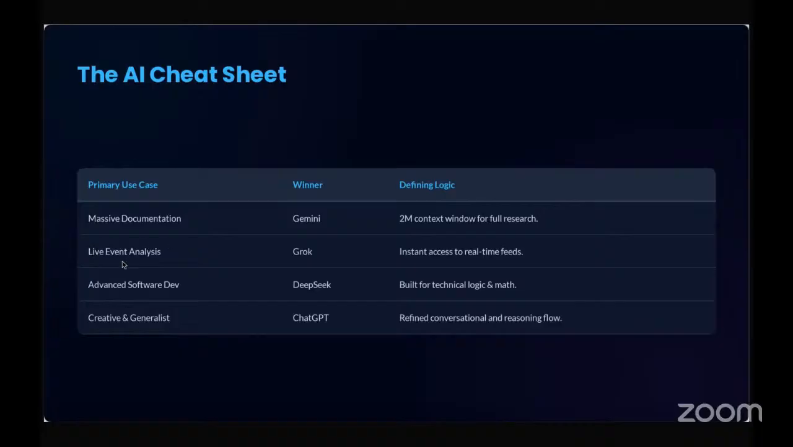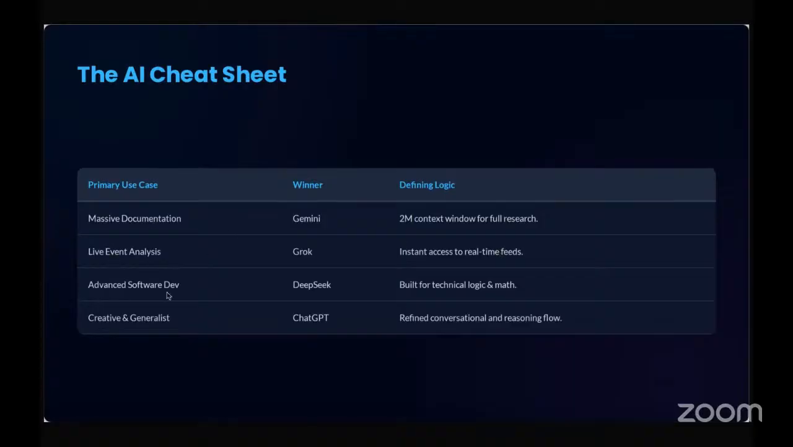The second thing is live event analysis. We go for Grok because it has instant access to real-time feeds. ChatGPT and Gemini have to search the web, which can actually be slow or show old articles. But Grok basically sees what people are tweeting right now. So this is definitely the AI to go for.